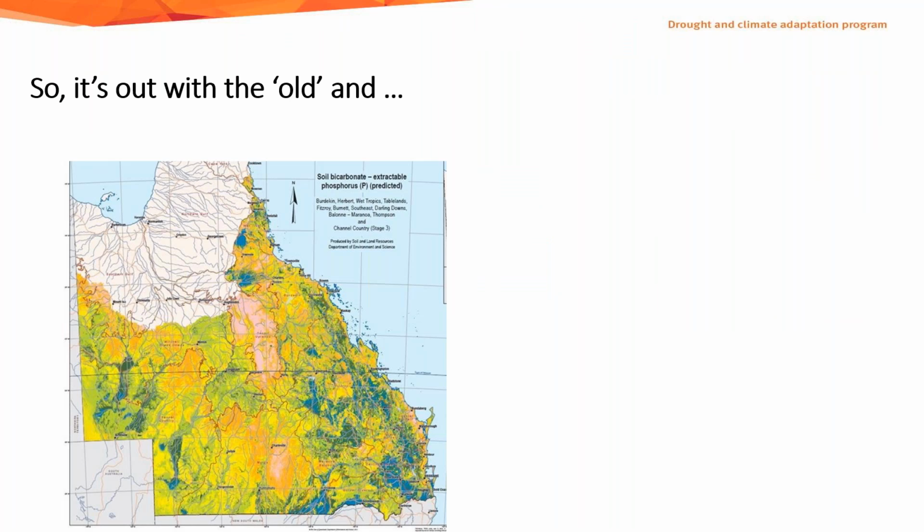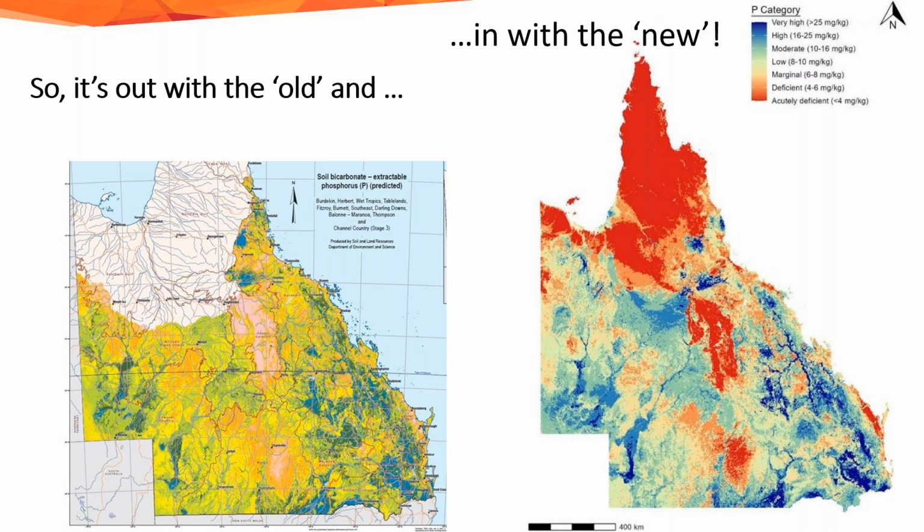As you've seen before, that Jim and Stephen showed, that's the old map that we had without any data whatsoever. Much to work with for the Gulf and the Cape people. And now we have a full coverage of Queensland. So let's dive into that a little bit further.